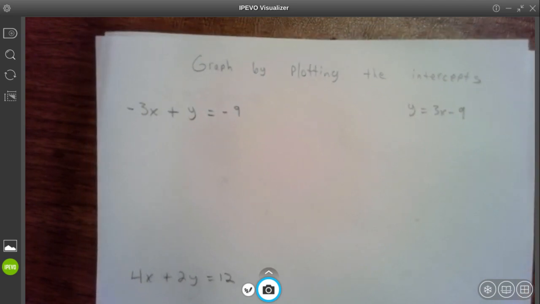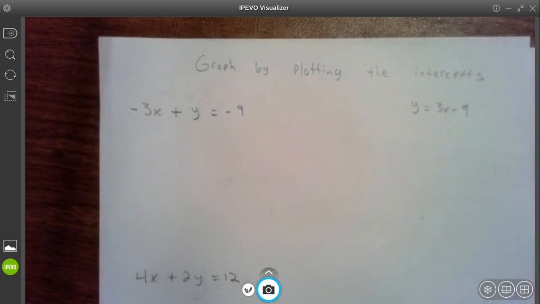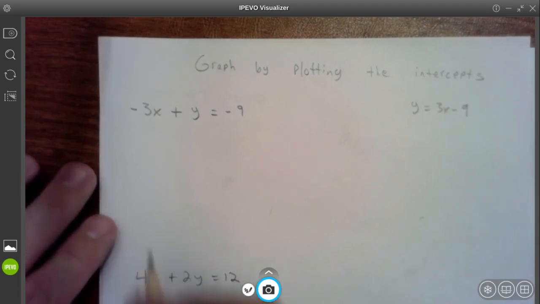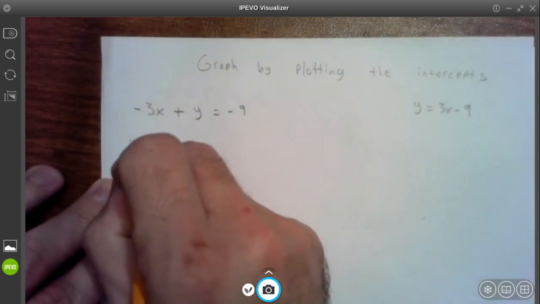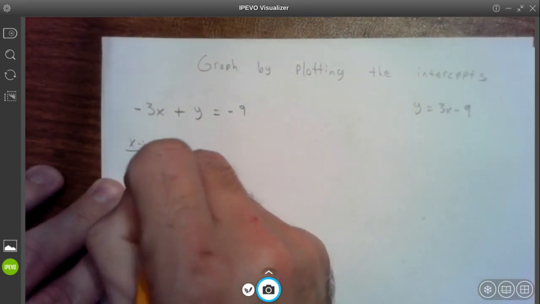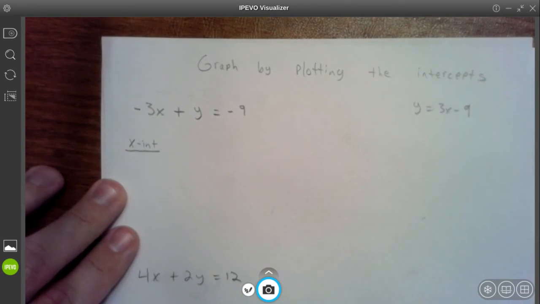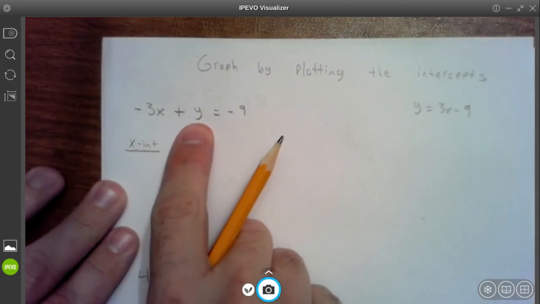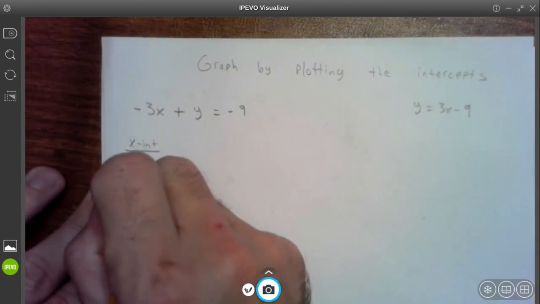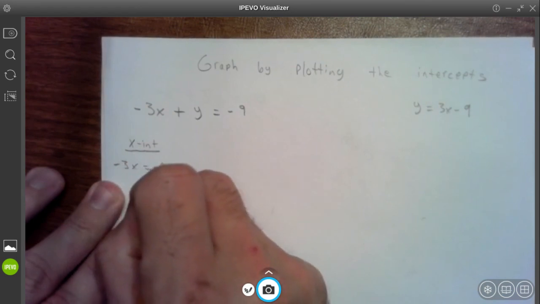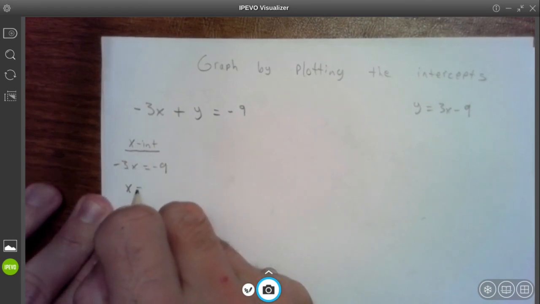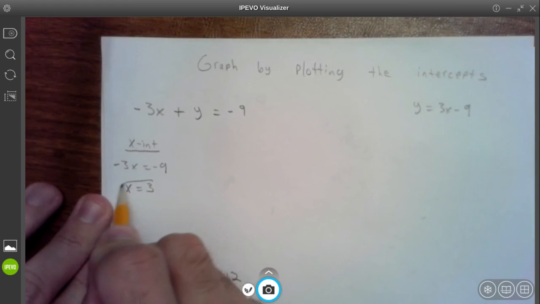But what we're going to do in this video is look at another technique for graphing these, and it's just by getting the x and y intercepts. All right, because those were pretty easy things to do as well. If we find our x-intercept by plugging in 0 for y, we're going to get negative 3x equals negative 9. So the x-intercept is positive 3.